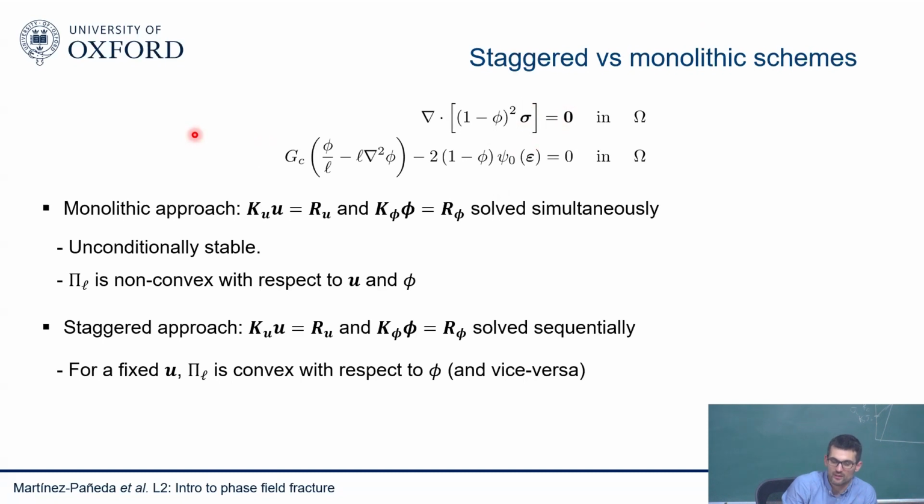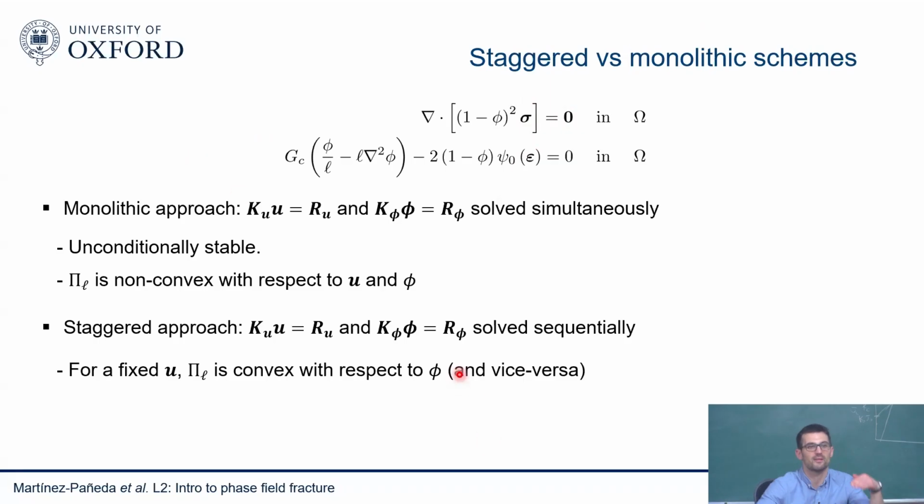And the good thing is that for a fixed displacement field, the regularized functional is convex with respect to the phase field, and vice versa. For a fixed phase field, the regularized functional is convex with respect to displacement. So this is very robust. You get convergence almost always. And this is the beauty of phase field.